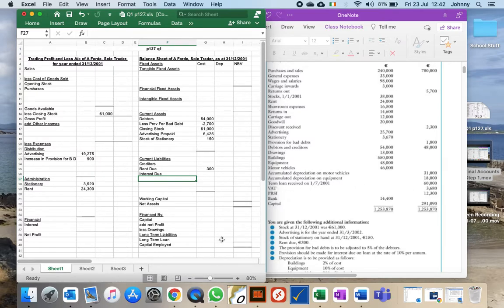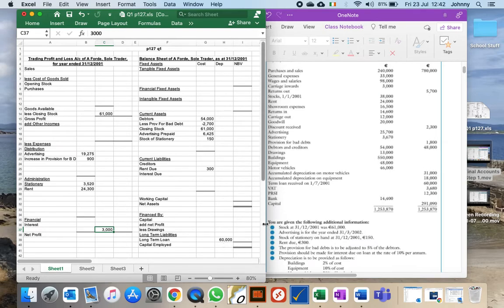So I'm going to put that term loan straight in here into my capital employed section, my finance by section. So the loan is 60 grand at 10%. And we took out the loan on the 1st of the 7th, 2001. So my expense has to be 3 grand. Okay, so I'm putting that in there. So that's the amount we're actually charged.